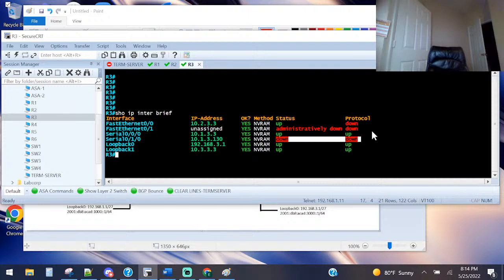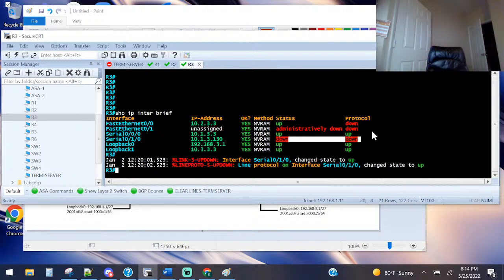We might have to skip that cable right there. If this one doesn't, there he goes. He looked like he just came up. Did y'all see it come up? That's on router 3. I see it up on router 3, but I don't see it on router 1. That's rather interesting.